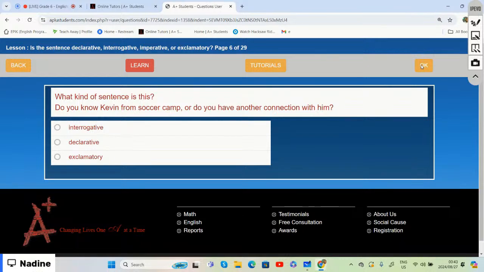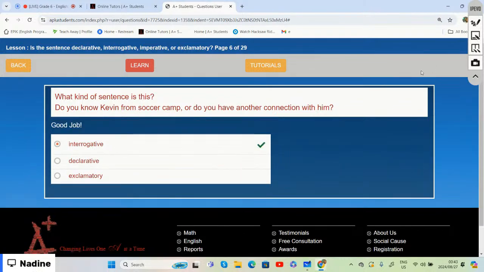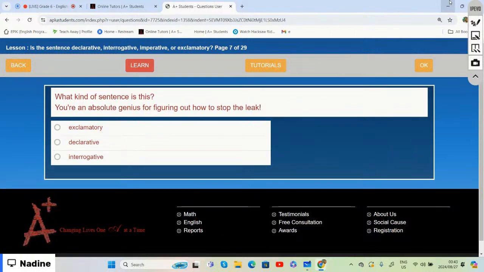All right, and if we were to choose the correct option, because it's ending with a question mark, it says, do you know Kevin from soccer camp, or do you have another connection with him? So we can say this is option one, which is interrogative, because a question is being asked.